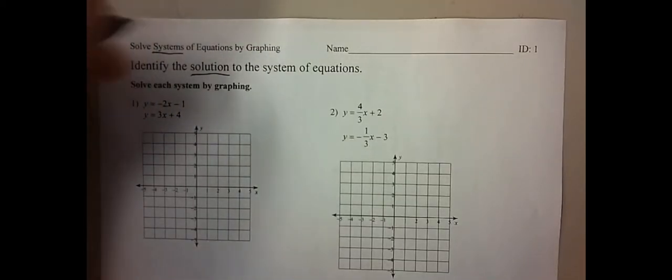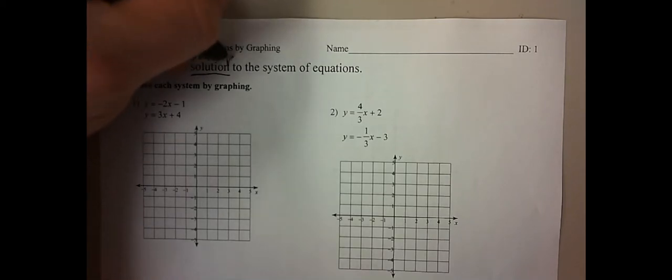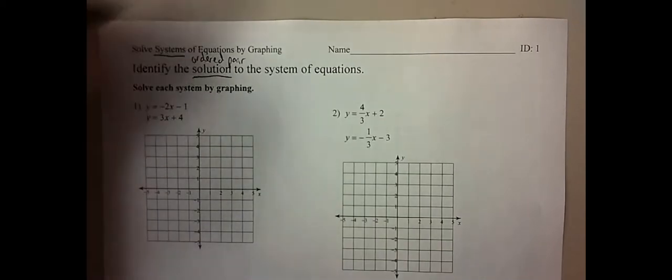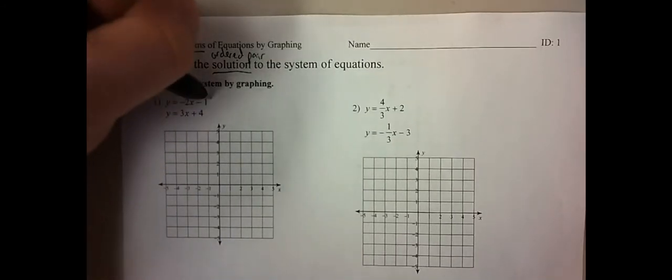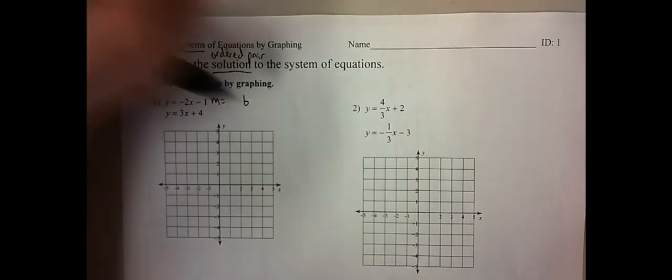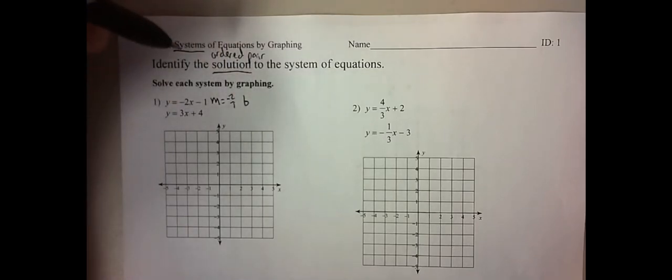So the solution is what we call an ordered pair, or a coordinate. Wherever these two lines cross each other, that's going to be the solution to the system of equations. All right, so I'm going to go ahead and do number one here. So number one, I'm going to identify M and B for the first equation. So my M is this negative 2 over 1, and my B is negative 1.